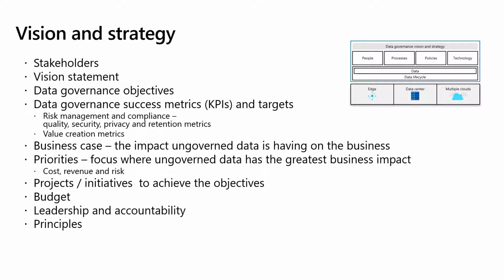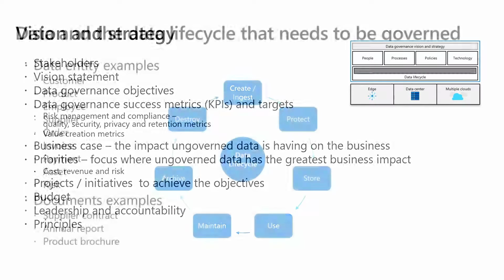Businesses can identify the impacts, such as areas where ungoverned data is having the greatest business impact, and this will help prioritize where to start because any implementation will take some time. And typically, an organization would prioritize areas that have the largest impact. So for example, a risk due to data breach or other security incident.